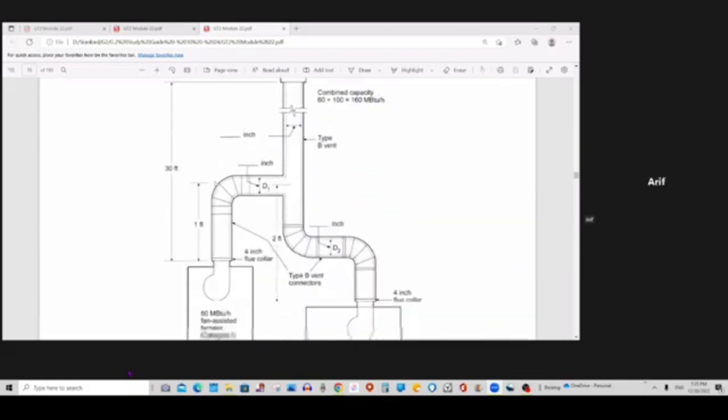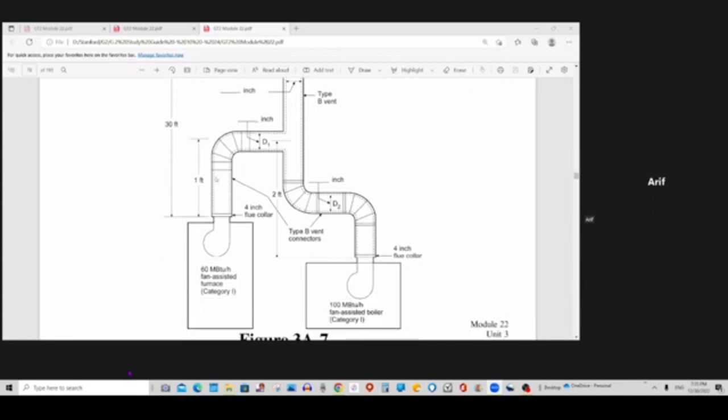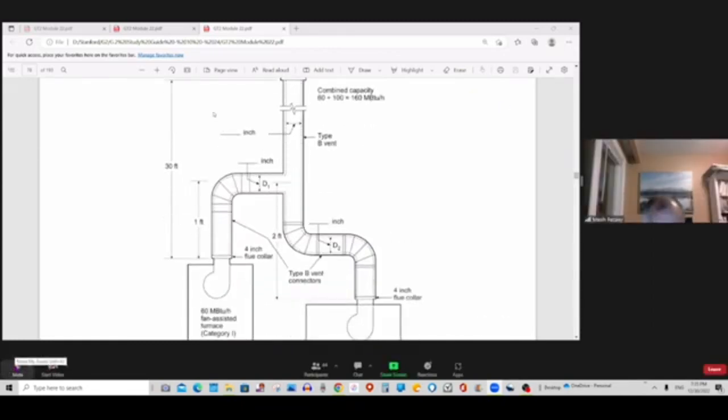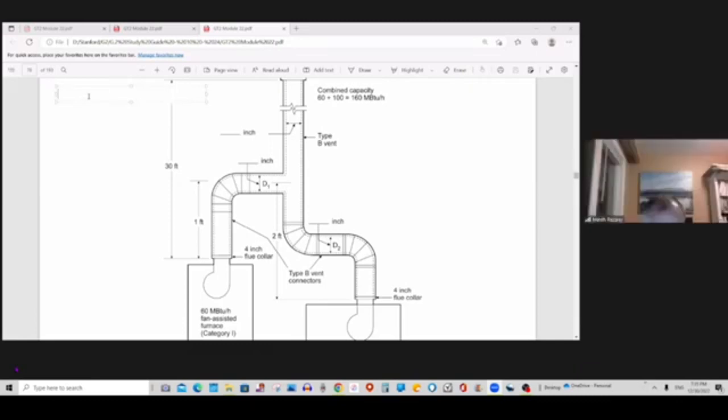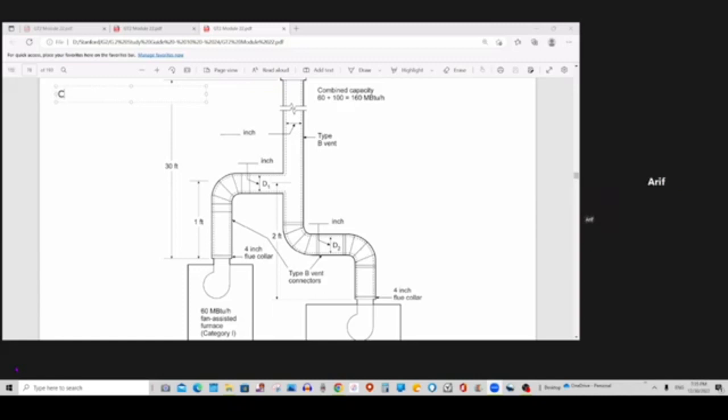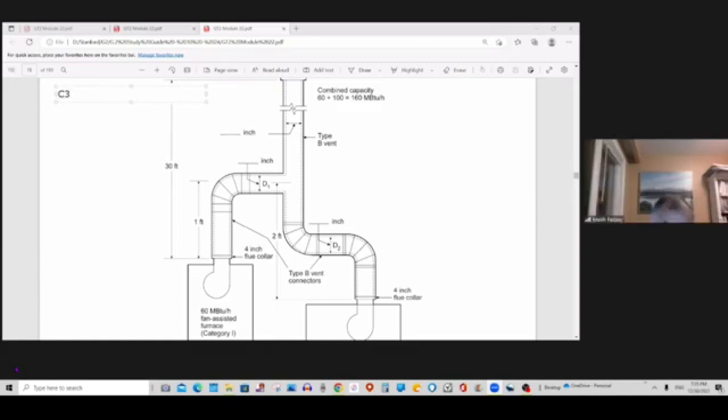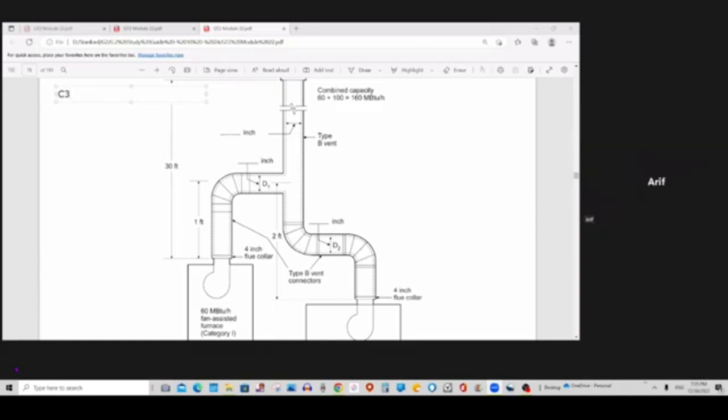I don't think so, sir. You don't? Okay, Arif, can we go here? Which table, sir? C3. Why C3, sir? A double wall connector, double wall vent, two or more appliances, B connector. We go to table C3.